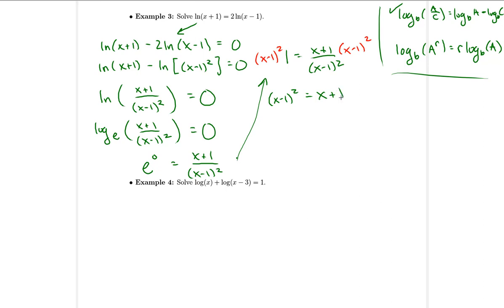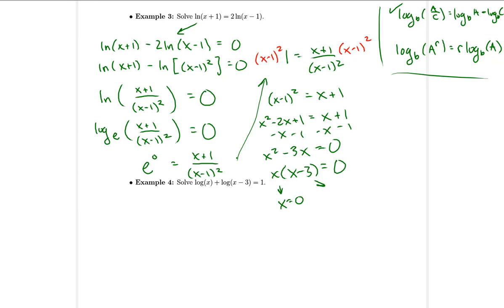But similarly to the last problem, we're just going to end up with a quadratic. So x squared minus 3x equals 0. So x times x minus 3 equals 0. And as I'm doing this problem, I should just apologize to you now for really not giving you enough room for this. But we get these candidate solutions of x equals 0 and x equals 3.